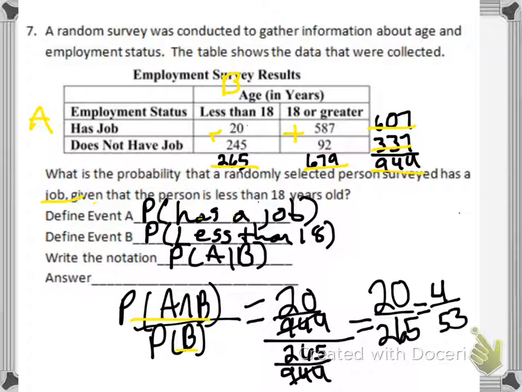So we know right here the intersection of these two. So we got A right here, and we know we got B right here. Now they intersect right here at 20, so that's 20 over our total of 944. And the probability of just B, which is less than 18, which is 265 over 944. We cross out our denominators because when you multiply by the reciprocal, they're the same. 20 over 265, which simplifies to 4 over 53. Alright, that's it.